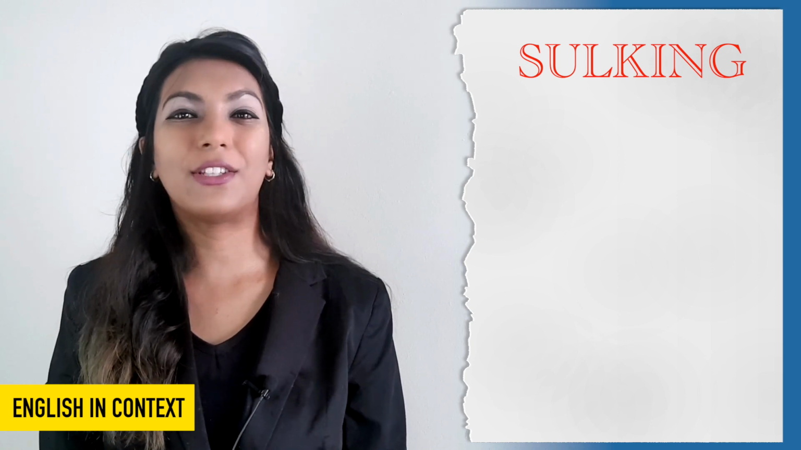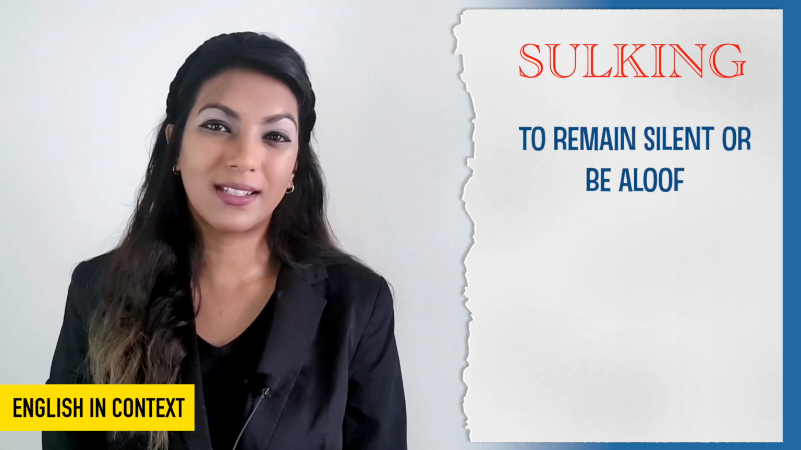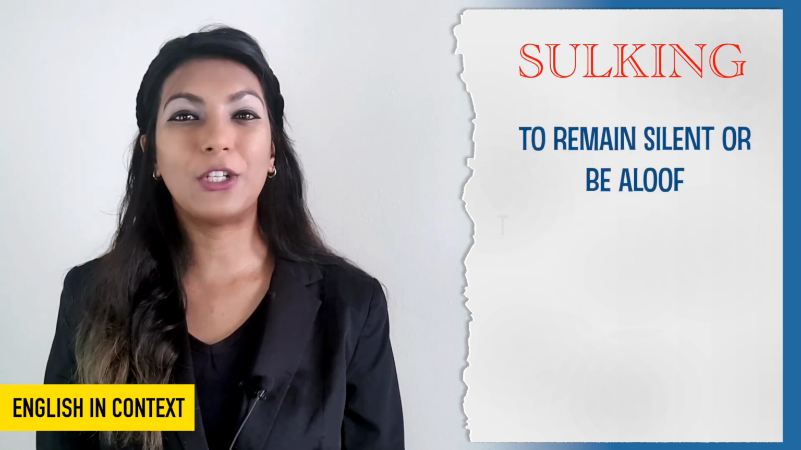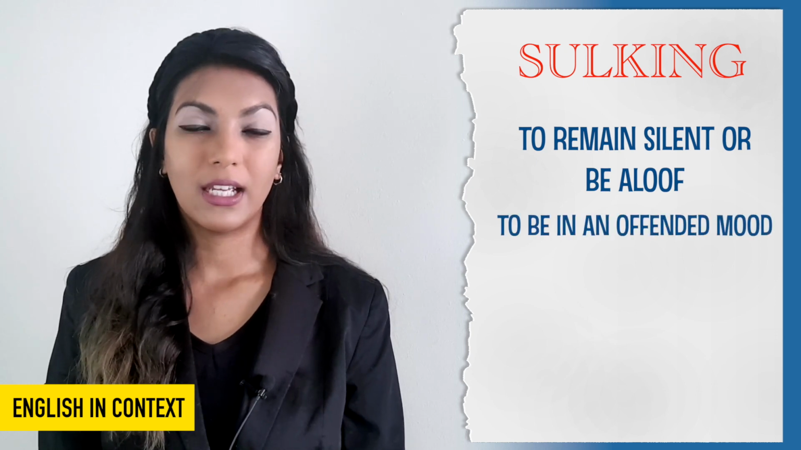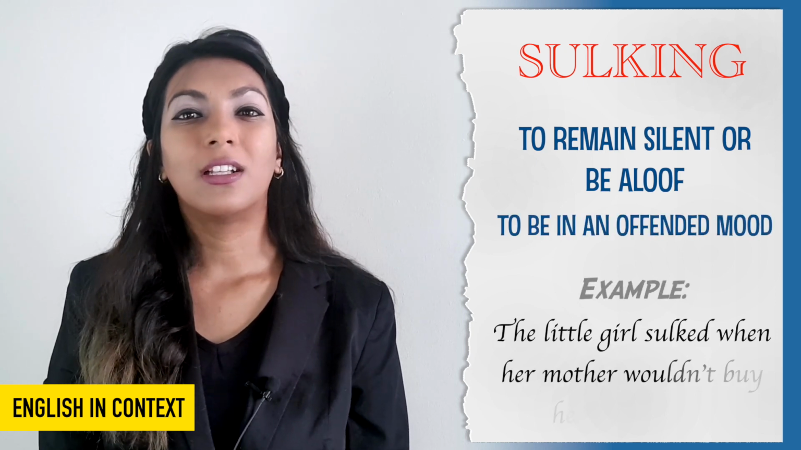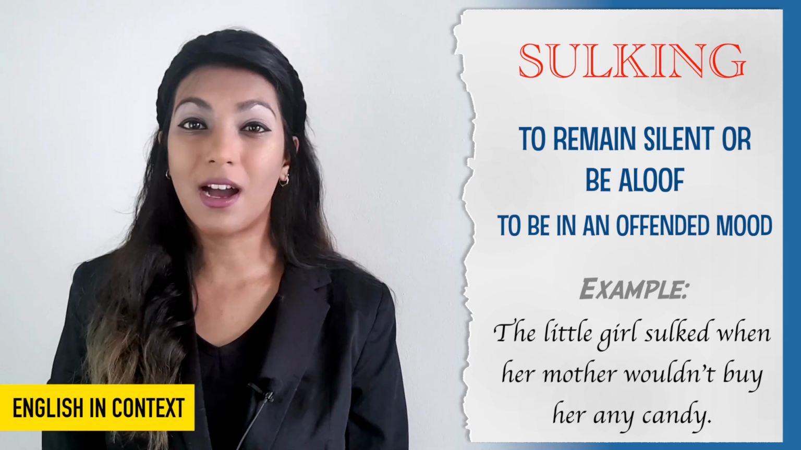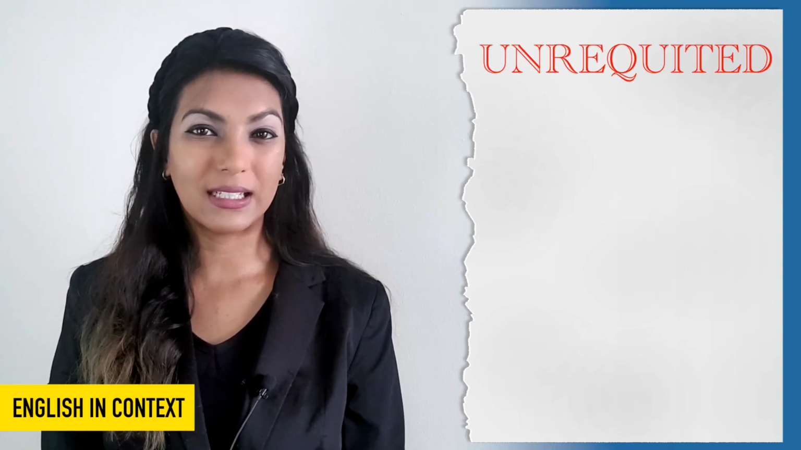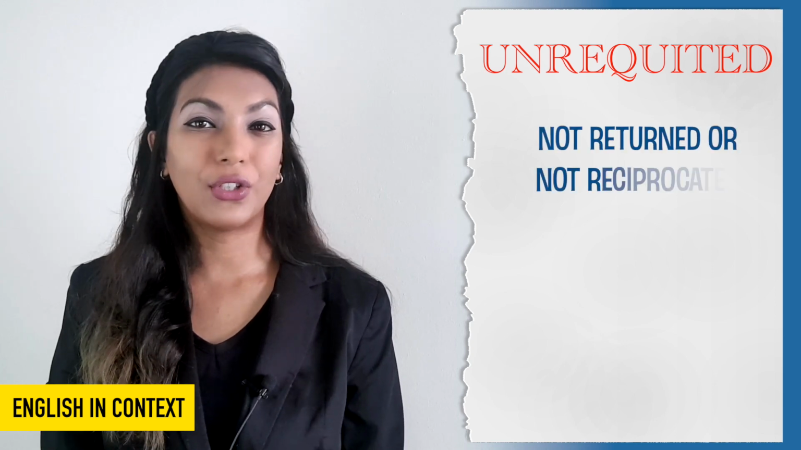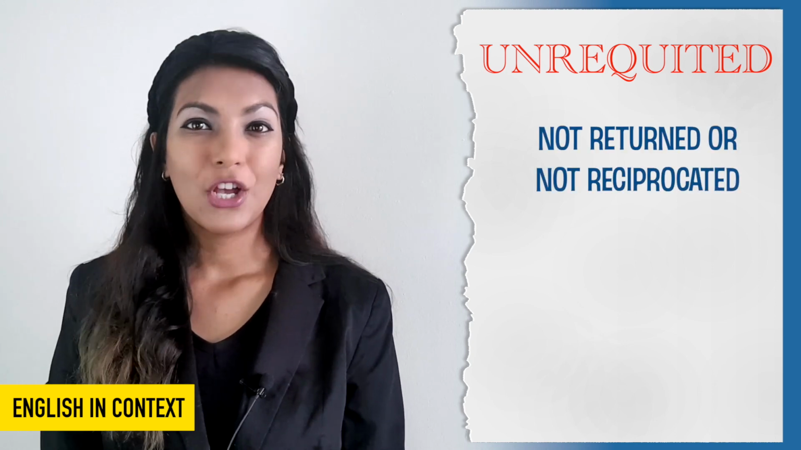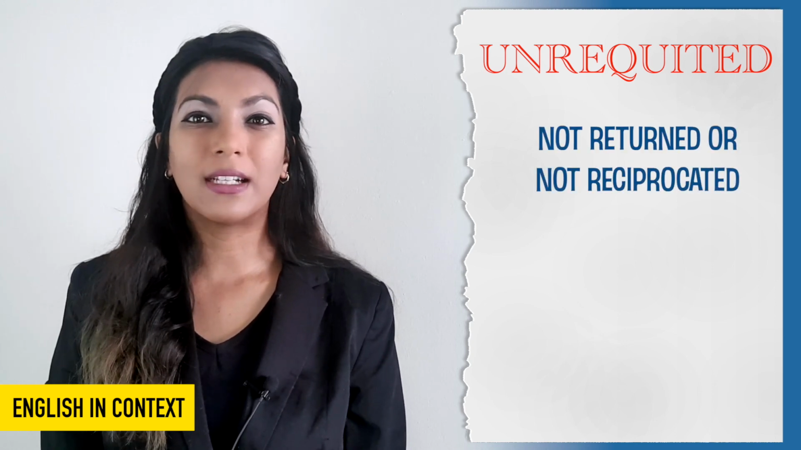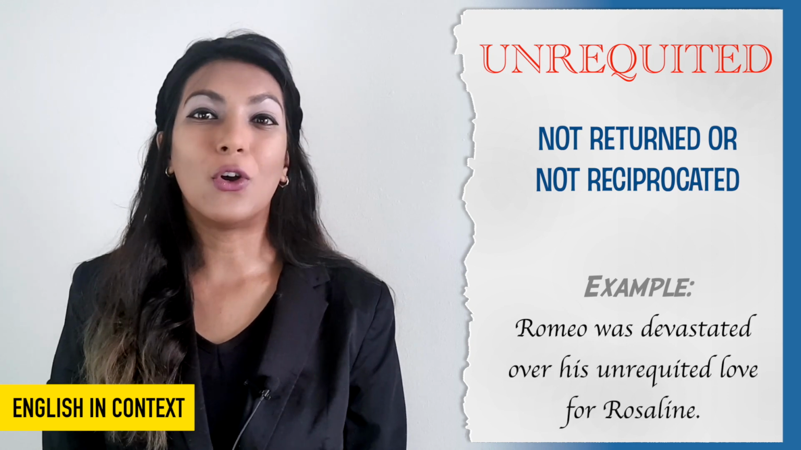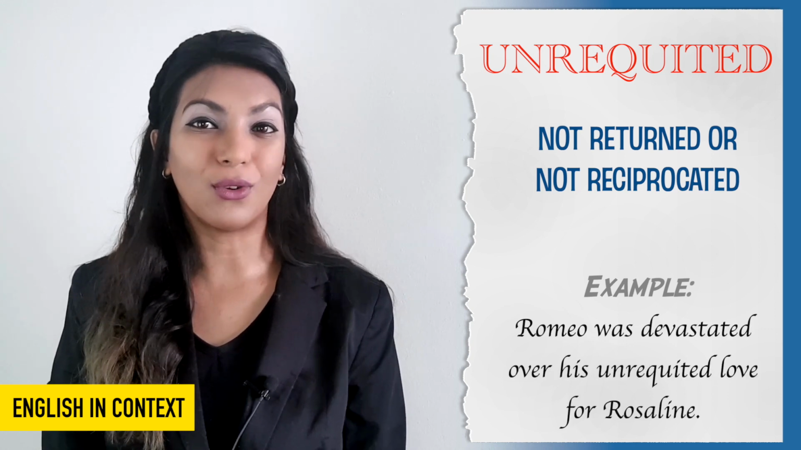Sulking. This means to remain silent or to hold oneself aloof. It can also mean to be in an offended mood. Example, the little girl sulked when her mother wouldn't buy her any candy. 5 is unrequited. This means not returned or not reciprocated. So when we talk about unrequited love, we are talking about a love that is not returned. Example, Romeo was devastated over his unrequited love for Rosaline.